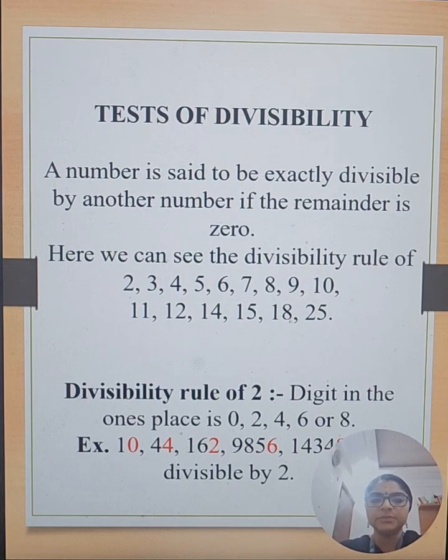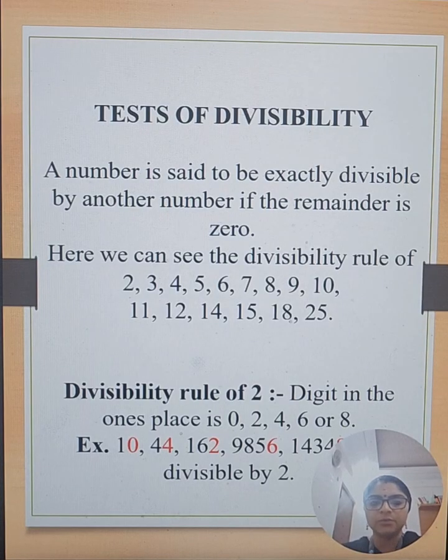So here we are going to see the divisibility rules for 2, 3, 4, 5, 6, 7, 8, 9, 10, 11, 12, 14, 15, 18 and 25. So many rules are there. We are going to see some rules. Then first we are going to see the divisibility rule of 2.